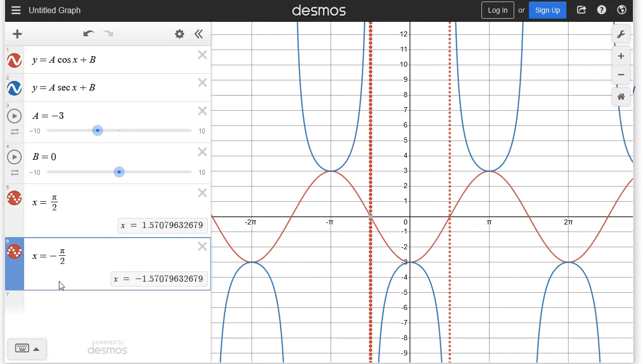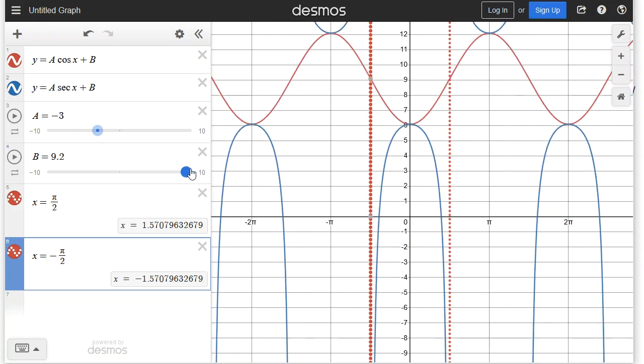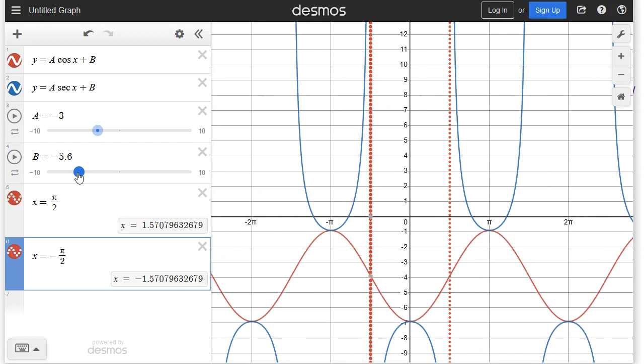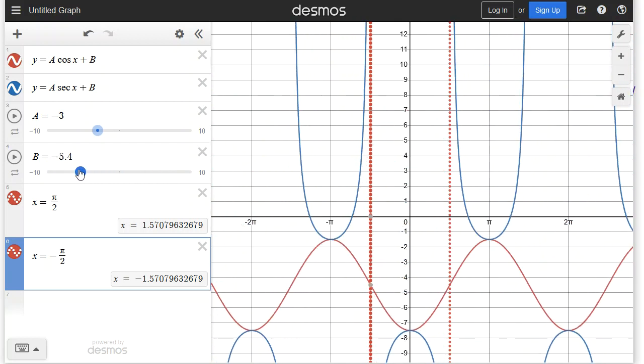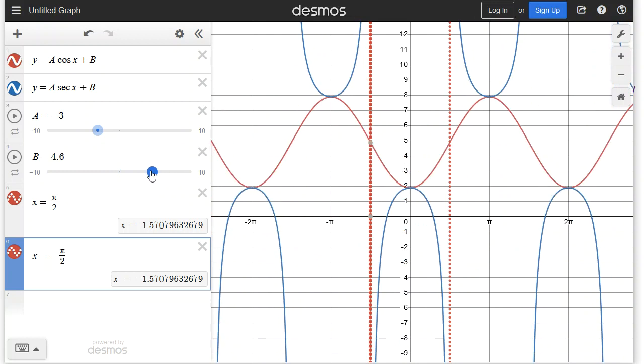So now if I take this b value, I'm going to change it from 0. It's at 0, so it's not doing any vertical shifting so far. I'm going to move this b value up. Now I want you to watch both graphs and the asymptotes. You ready? Here we go. See, it's just moving it up and down between these asymptotes right here.